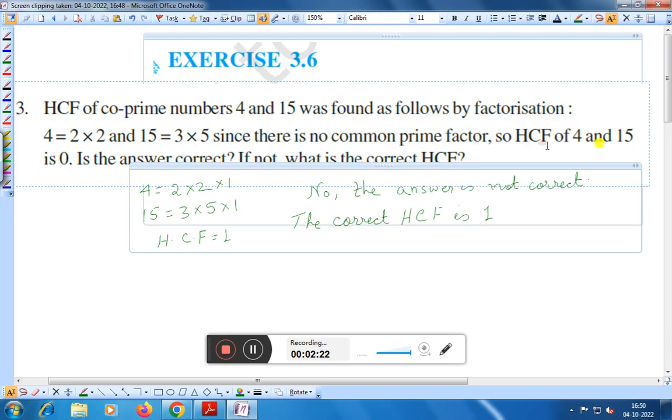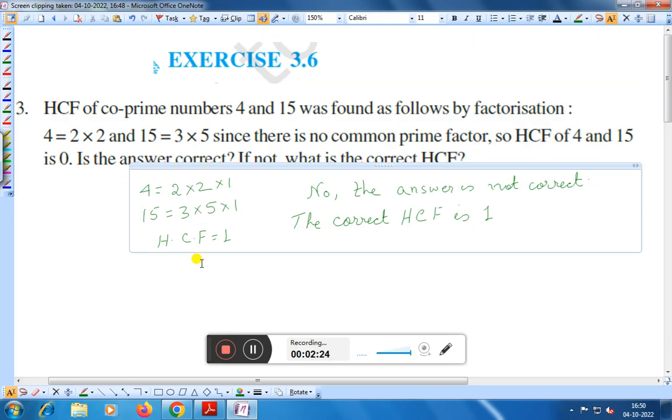Is the answer correct? Here the HCF of 4 and 15 is 0? No. Because if you multiply by 0, it comes to 0. Right? 2 into 2 into 0 is 0. 3 into 5 into 0 is 0. Therefore, you have to multiply by 1. That is 2 into 2 into 1, 3 into 5 into 1, and the HCF is 1.